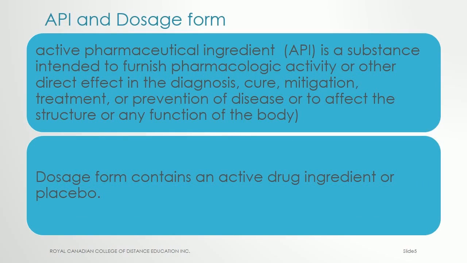API and dosage form. Active pharmaceutical ingredient (API) is a substance intended to furnish pharmacologic activity or other direct effect in the diagnosis, cure, mitigation, treatment, or prevention of disease or to affect the structure or any function of the body. Dosage form contains an active drug ingredient or placebo.